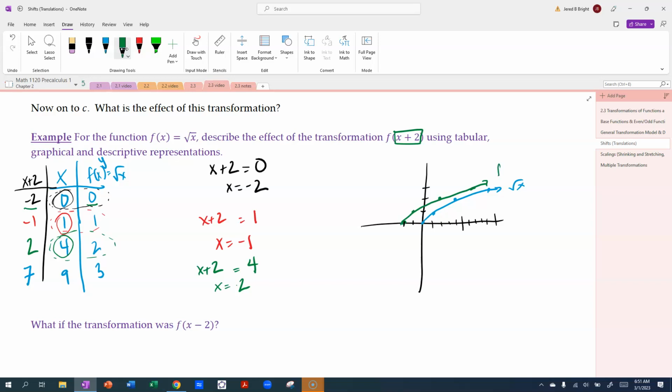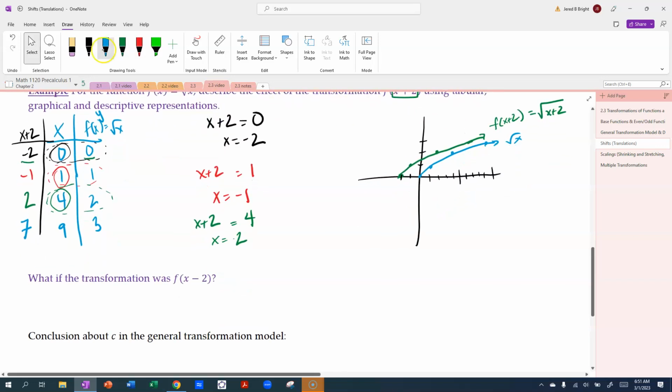That would be f of x plus 2. Again, we know how to do this. This is square root of x plus 2. I take x and replace it with x plus 2. It's shifted left 2 units. What if it was to the right? That could be a little interesting to work through, but if you wanted to imagine, 0 is now equal to x minus 2, so x is equal to 2. So 0 shifted to positive 2, that would be to the right.